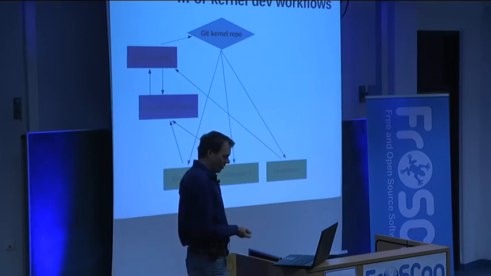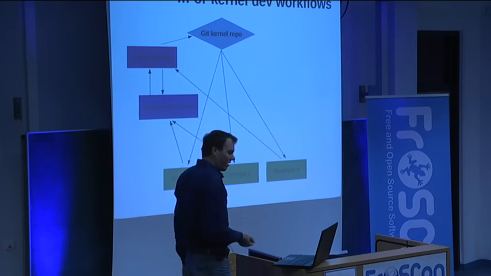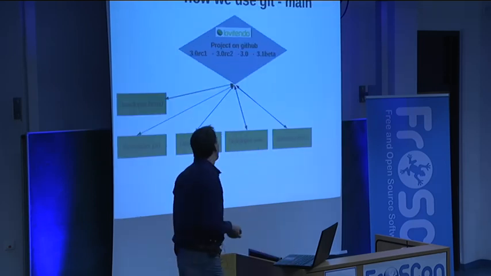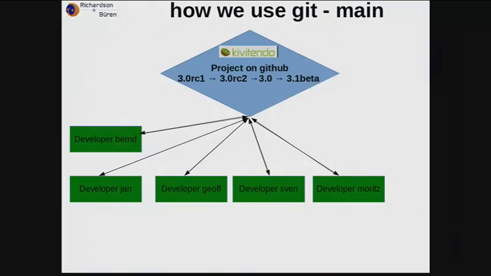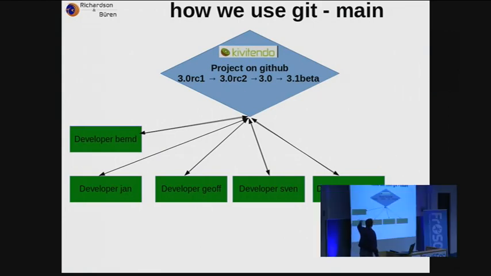So this is some theoretical stuff. Now I go to the point. We use Git for our web-based application kivitendo. And we have a project on GitHub. And we have release candidates and betas and stable versions. And they're being managed by a timeline just on GitHub.